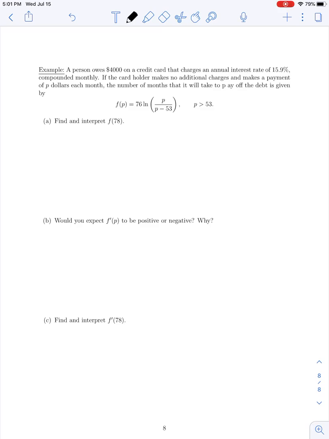So the minimum payment would be $53. They have to pay at least that much. So here part A says find and interpret the value f of 78. So let's look at it here.